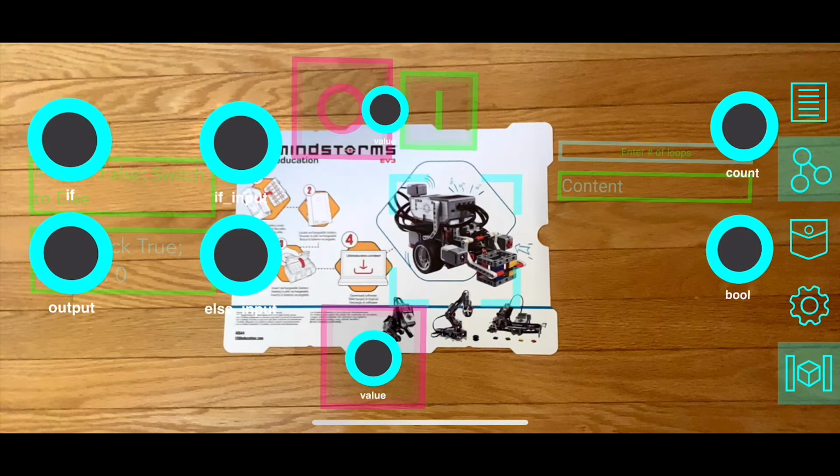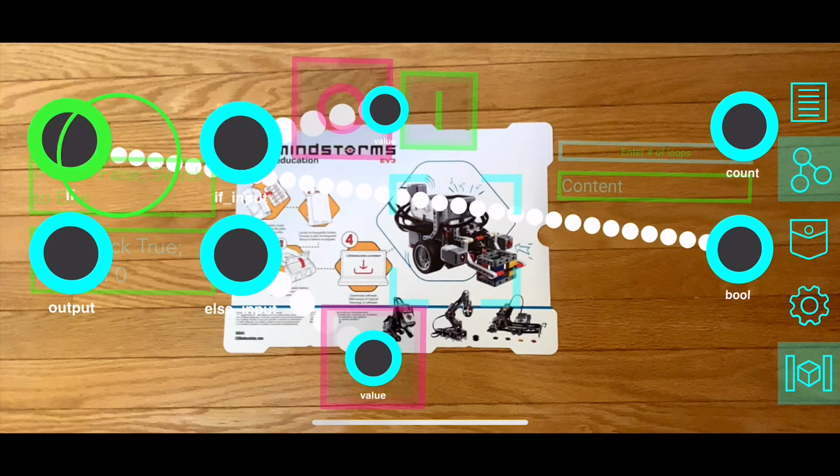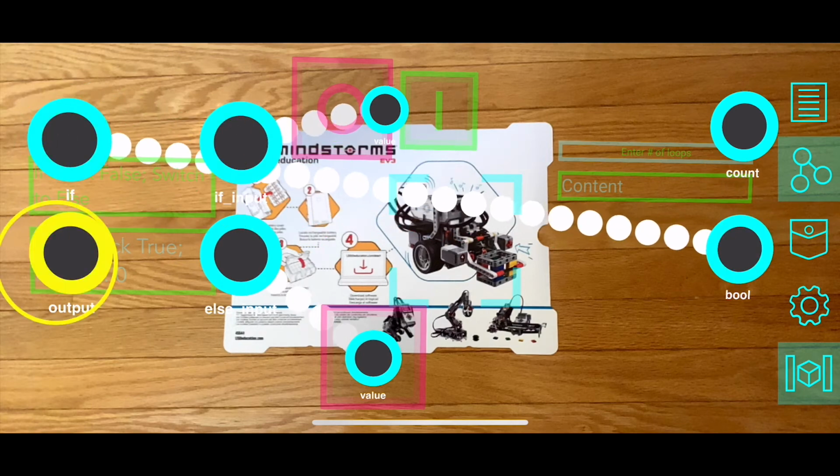We have two nodes associated with the loop tool. So we have count and bool. First, we're going to connect the switch to if input and then the off button to the else input. And then we're going to connect bool into the if and output to the count.